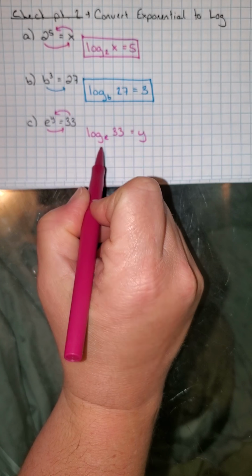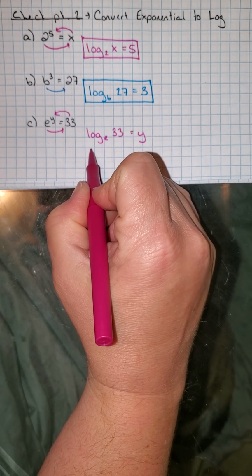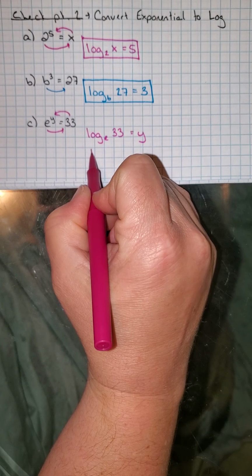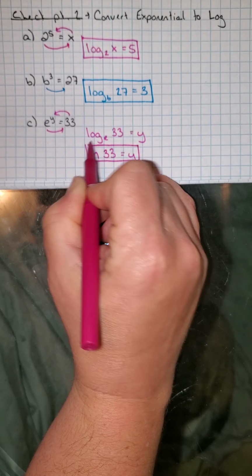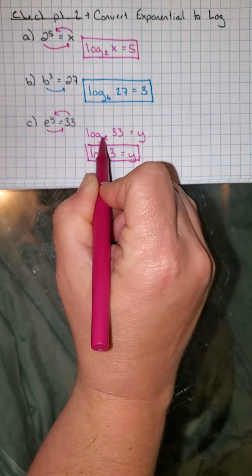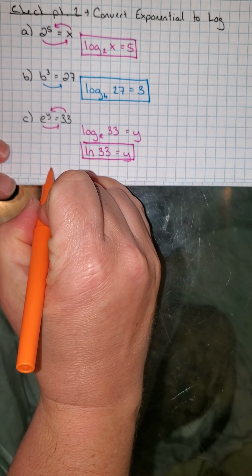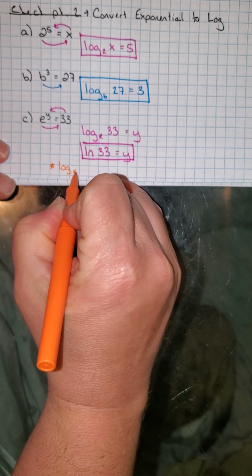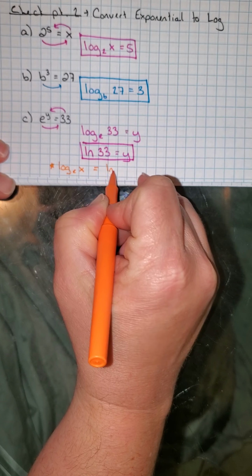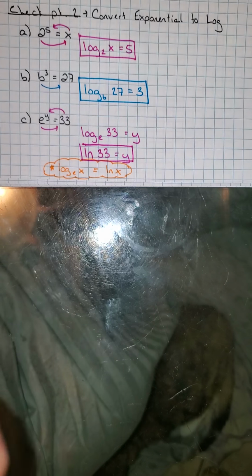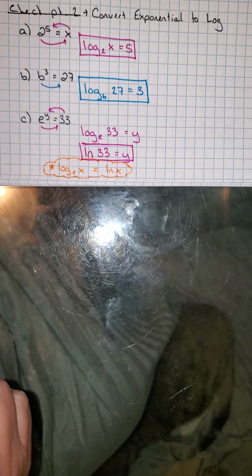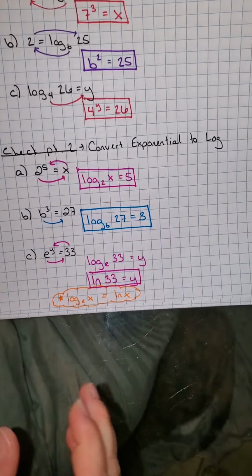Log base e is a special kind of log. It's actually the natural log. You write that and you just know that the base is e. So the natural log of 33 equals y is actually the proper way of writing that one. You don't usually write log base e. So log base e of x is the same thing as the natural log of x. Just saying that base e is natural log is something that's just assumed, or you know, just how it works.